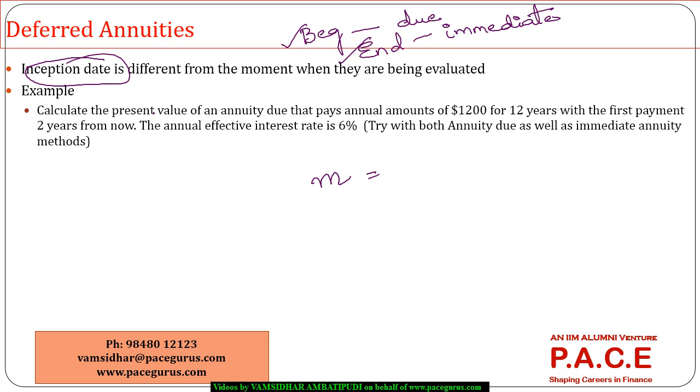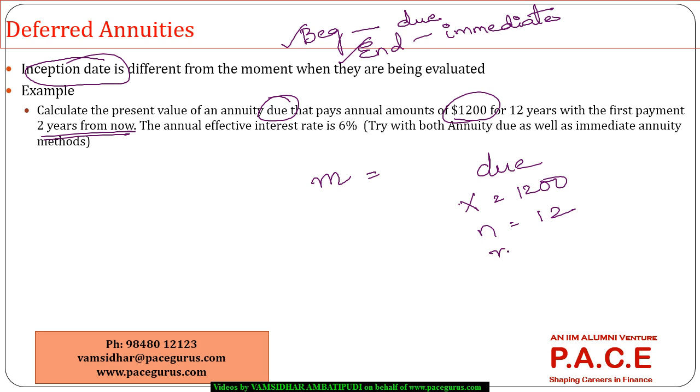If you look at it here, calculate the present value of an annuity due. So the type is due here. It pays an annual amount of 1200, so the X, which is 1200, for 12 years. So N is 12, with its first payment 2 years from now.